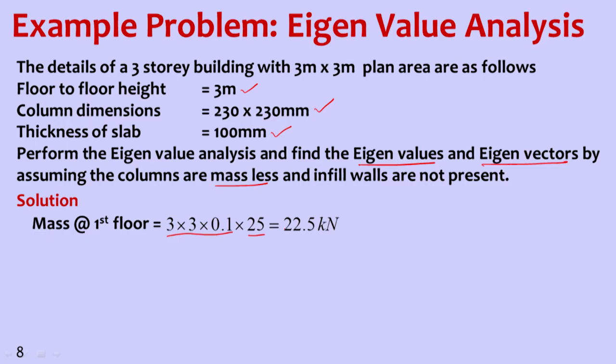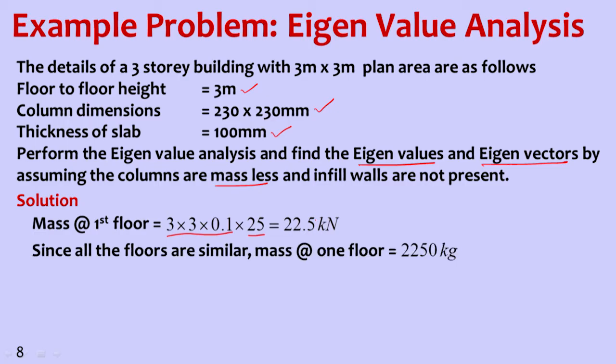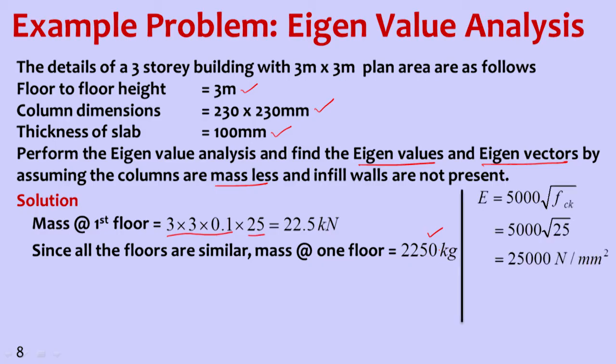So, if we get weight density, 22.5 kilonewton weight, that we can convert as 2250 kg mass in all floors. So, multiply by 1000 and divided by 9.81. So, we get 2250 kg. All masses same. And then we want stiffness.